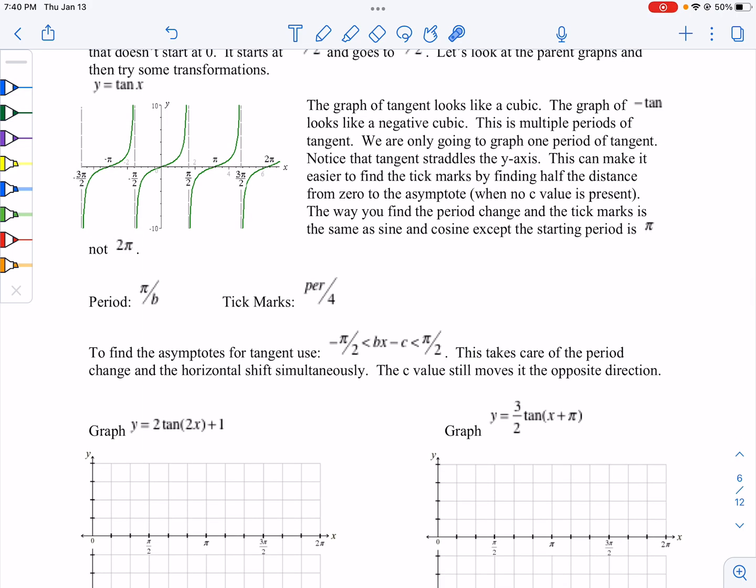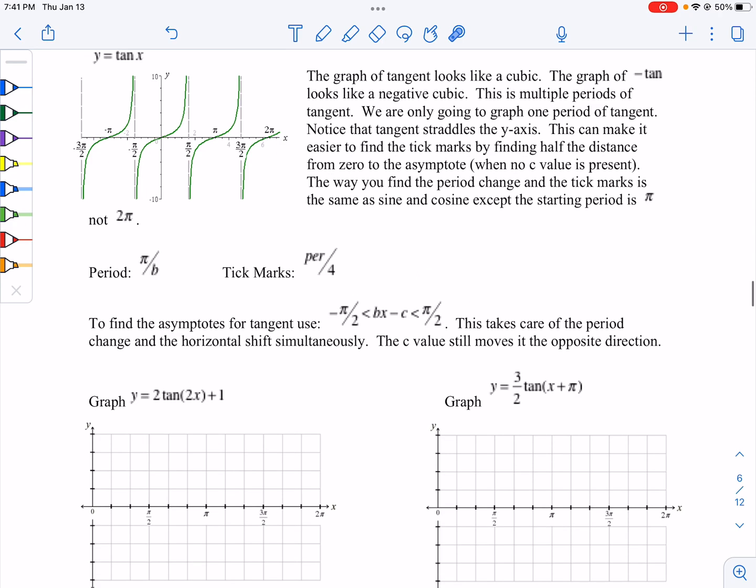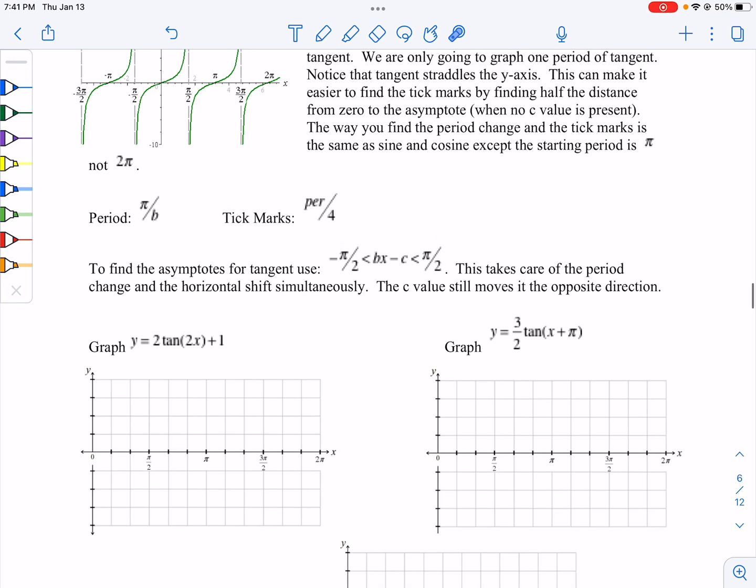You could do the same thing for sine and cosine. I have not done it that way, but you could theoretically do the bx minus c, but you would do it with 0 and 2 pi because that's where sine and cosine start. Also, there's not asymptotes at 0 and 2 pi, so there's still values there, so that's a little bit different. So you're going to take that whole thing inside your tangent function and then bound it by your negative pi halves and pi halves, and then you're going to solve.